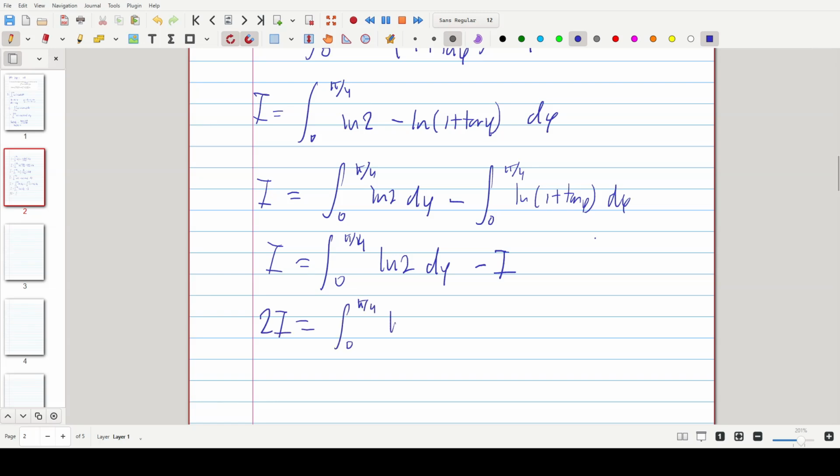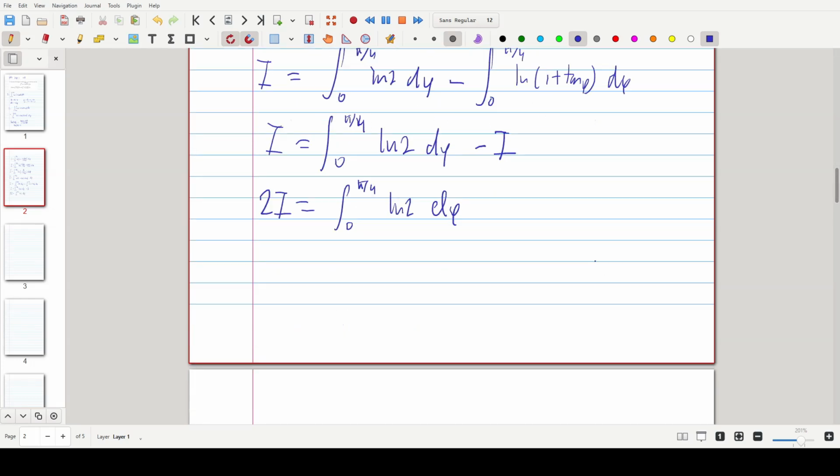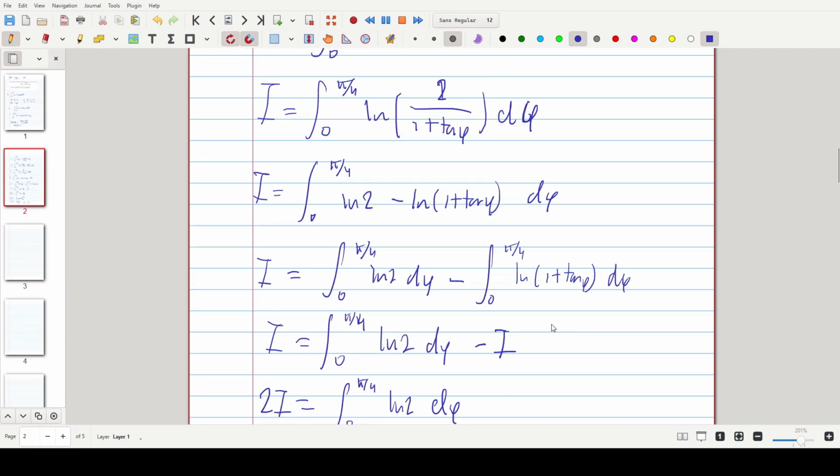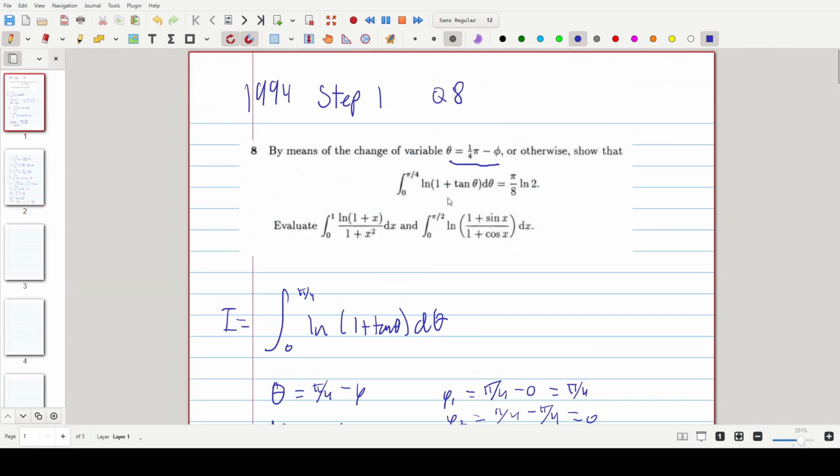the integral from 0 to pi over 4 of ln 2. And then we get 2I equals phi ln 2 between 0 and pi over 4, so we get 2I equals pi ln 2 over 4, so I equals pi ln 2 over 8, which is what they were asking from us in the question.